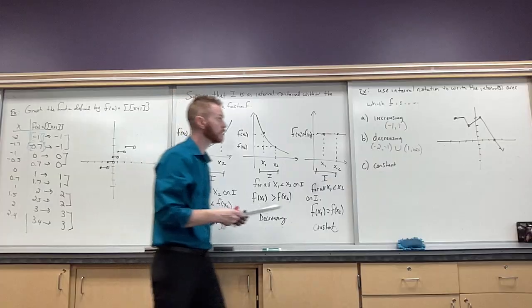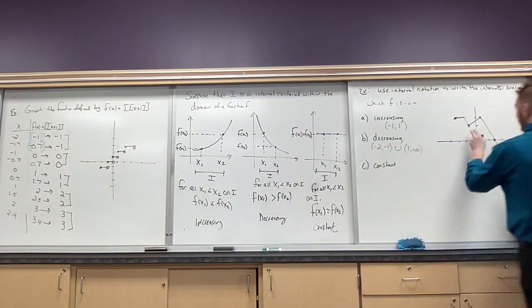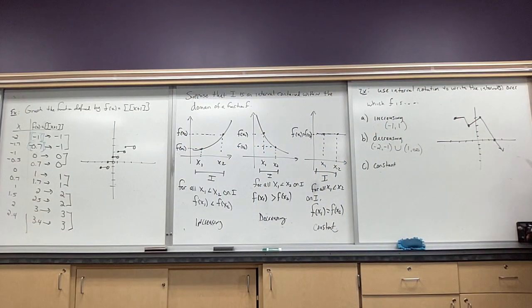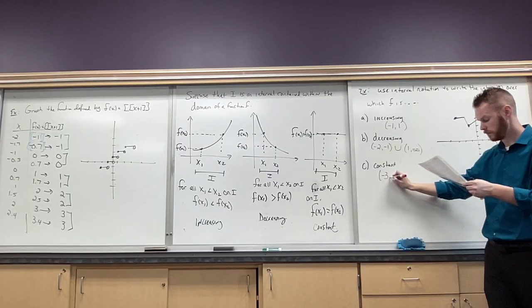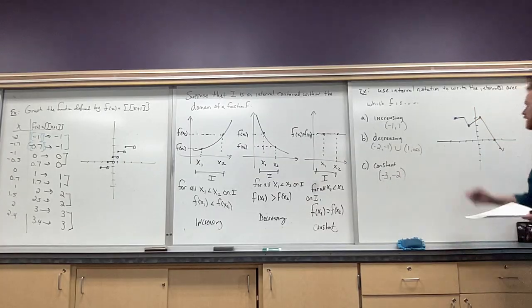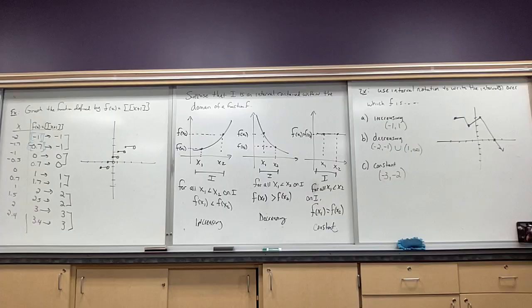And then constant, where it doesn't change, that's this guy right here. Okay? So for me, that's what? From -3 to -2? Okay? So from -3 to -2, it's staying constant here. It hasn't changed. None of my y values are larger or less than the other y value. Okay?